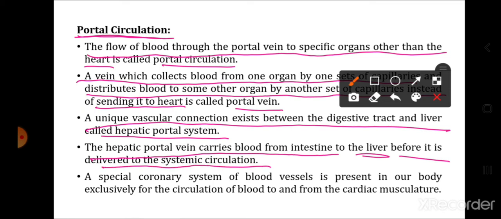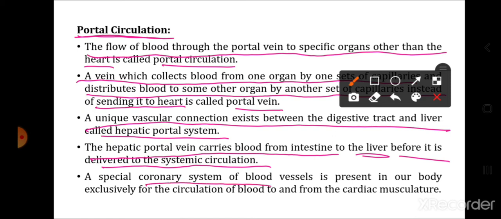Now normally, intestine में से जो vein निकलती है वो कहाँ पे जानी चाहिए? Heart में जाना चाहिए, right? But here, instead of the vein opening into the heart, it opens into the liver. Where does it open? It opens into the liver. And then from the liver, vein निकलेगी जो heart तक जाएगी. So such a system is called the hepatic portal system.